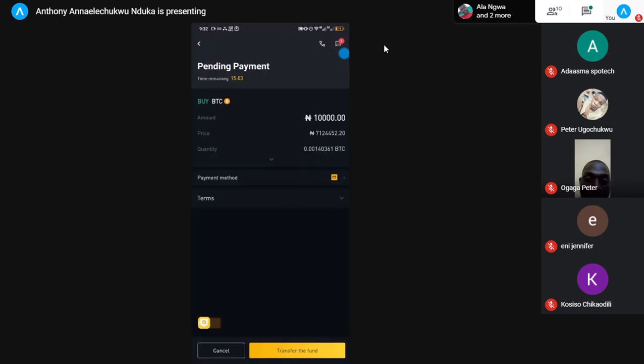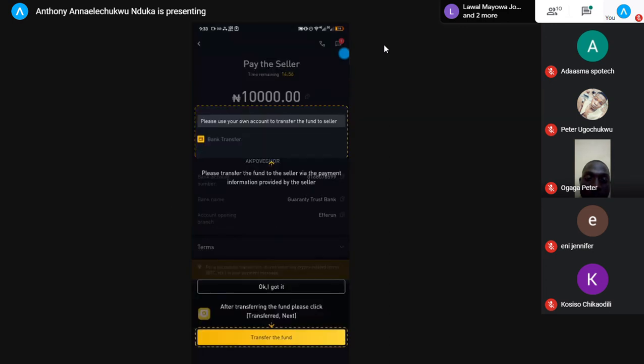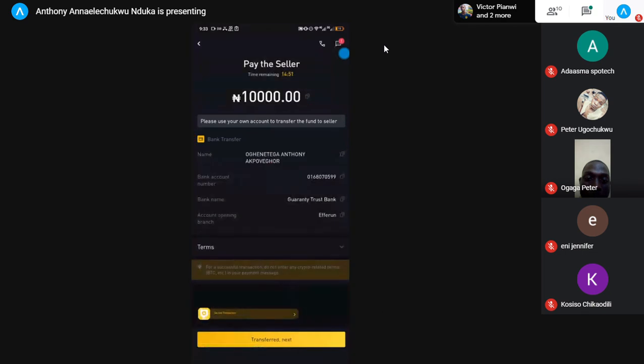Now, the moment it comes to this page, all I need to do is take his payment method. All I need to do is send 10,000 naira to his bank account. I will copy his bank account details, copy his bank, and send this 10,000 naira to his account.